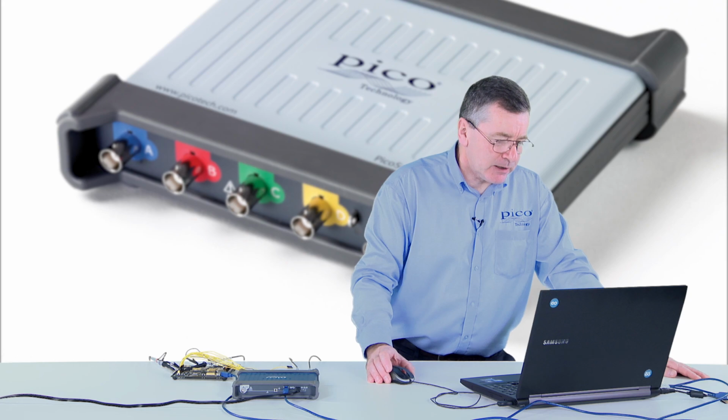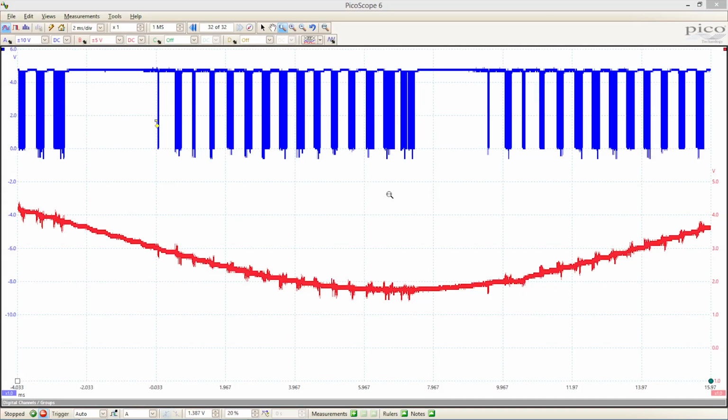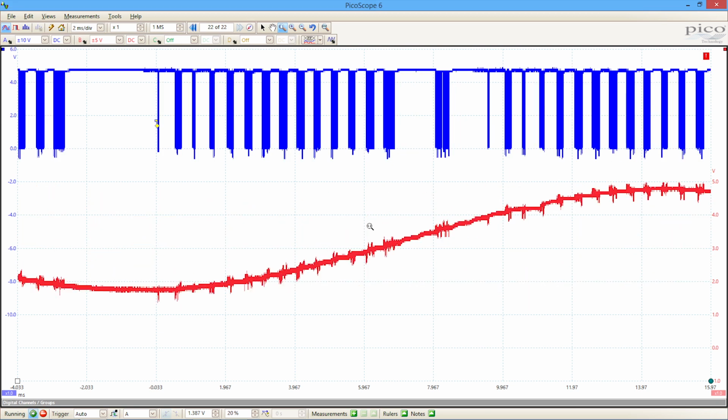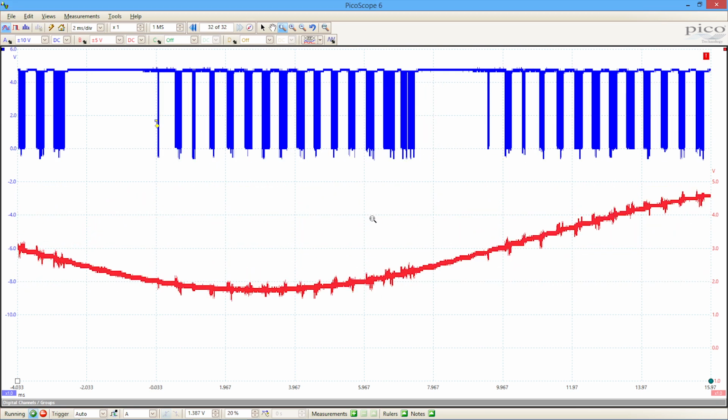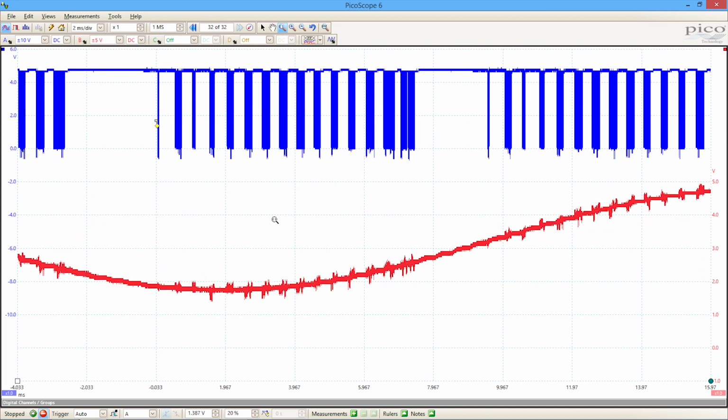What we're looking at here is the screen from a PicoScope 3000 mixed signal oscilloscope. The first signals that we're looking at are a digital serial stream at the top on the blue channel, and at the bottom we're looking at the output of a digital to analog converter, actually in this case with quite a lot of noise on it.